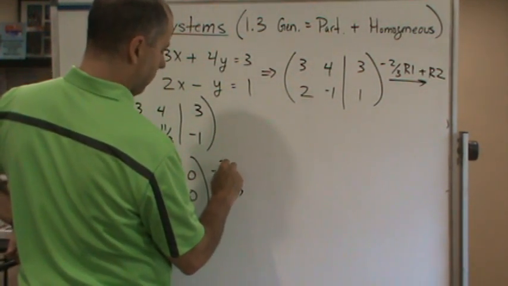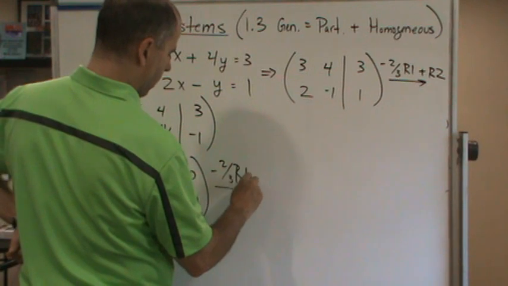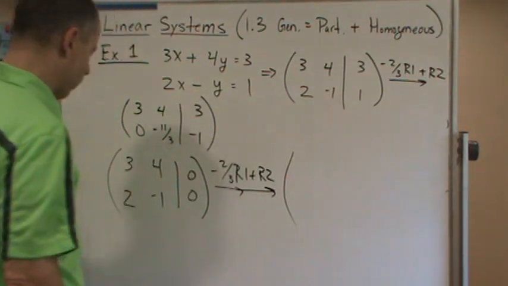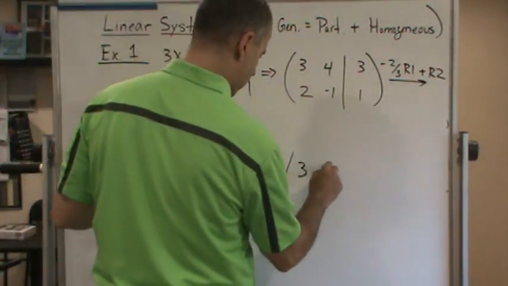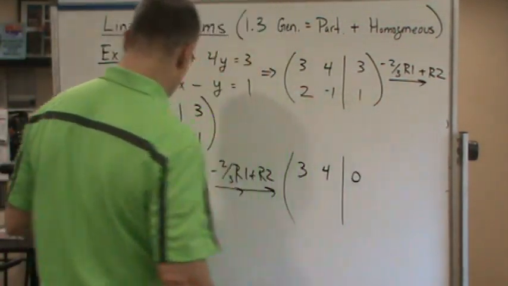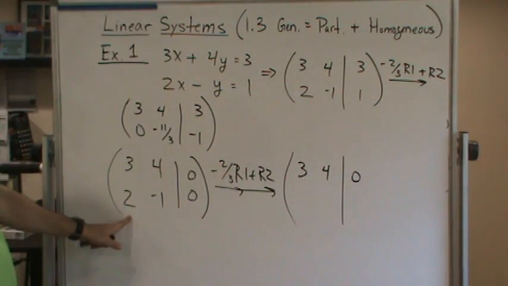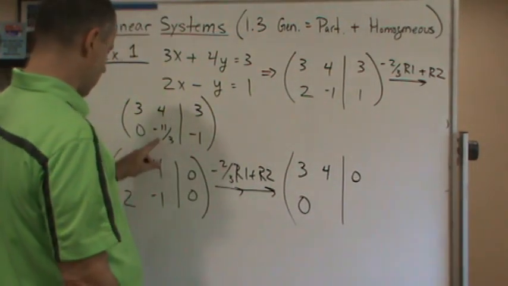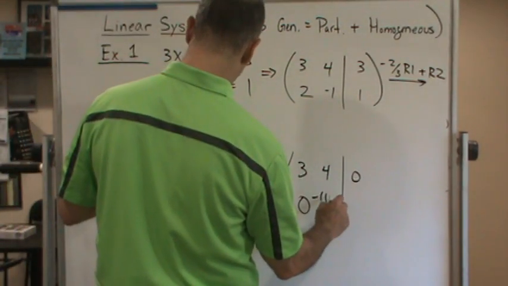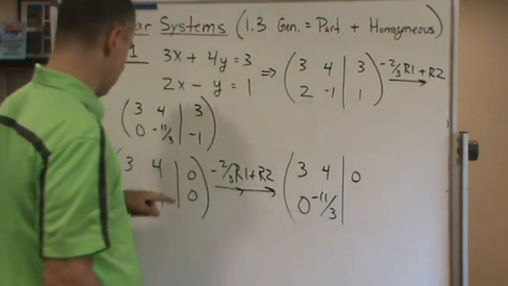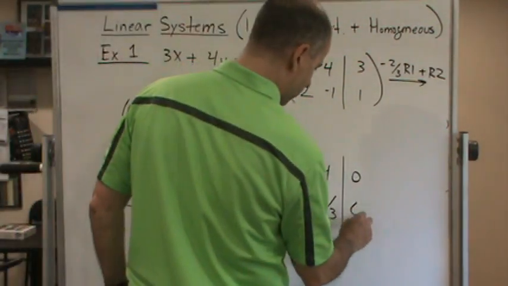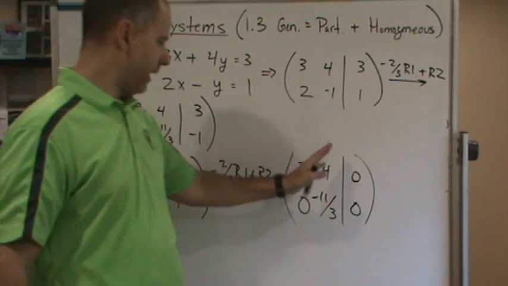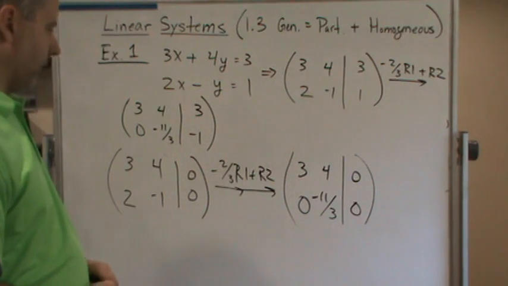So it's going to be -2/3 R1 plus R2. And so what do we get? This is going to be 3, 4, 0. And what are we going to get here? Well, the same thing, right? 2, -11/3, and 0, right? So nothing changes, except now we have this.